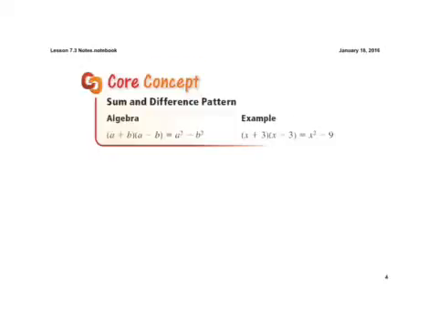Now the other type is when we're multiplying two binomials that look very similar, but one is a sum and the other is a difference. And if you notice, when that happens, your answer is just what we call a difference of two perfect squares. And so we'll look at a couple of examples using this.